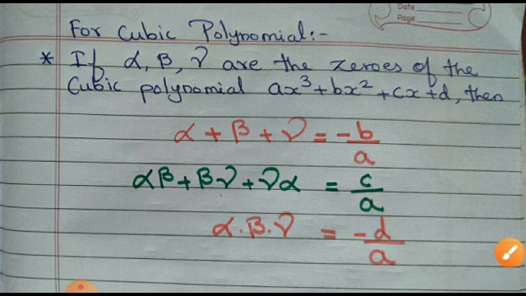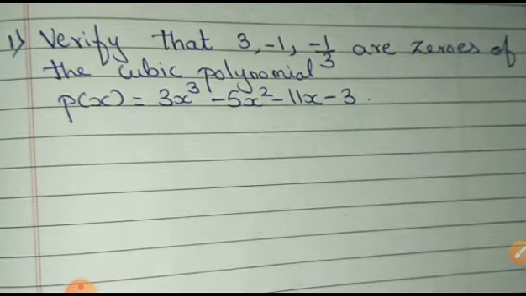Clear? So always you have to remember the sum of the roots and product of the roots for a quadratic polynomial, as well as for a cubic polynomial: the sum of the zeros, the product of the zeros, and the sum of the combinations, which is the sum of the product of the roots. Is that clear? Now we are going to see the question.